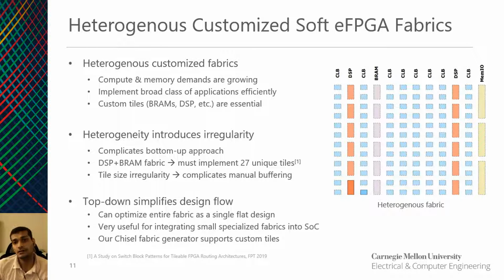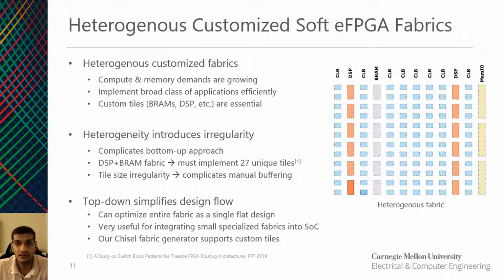With increase in compute and memory demands, heterogeneous fabrics with customized styles such as TSP and block RAMs are essential to implement a broad class of applications efficiently. But heterogeneity introduces irregularity, which complicates the bottom-up approach. For example, a fabric with TSP plus BRAM must implement 27 unique tiles in order to generate the bigger FPGA fabric. The size irregularity also complicates the manual buffering approach.